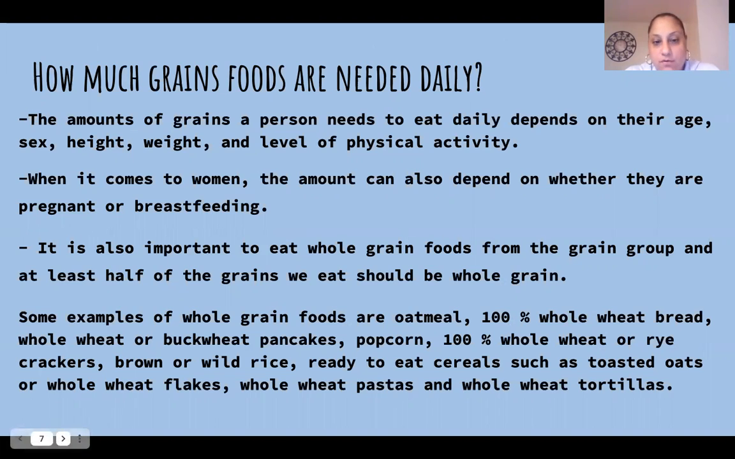Some examples of whole grain foods are oatmeal, 100% whole wheat bread, whole wheat buckwheat pancakes, popcorn, 100% whole wheat or rye crackers, brown or wild rice, ready to eat cereals such as toasted oats or whole wheat flakes, whole wheat pastas, and whole wheat tortillas.